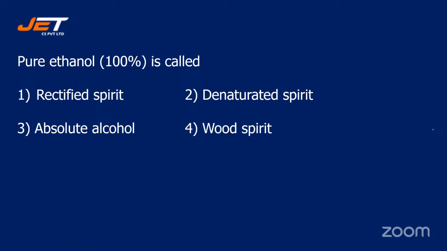Hurry up, children. Pure ethanol 100% is called rectified spirit, denatured spirit, absolute alcohol, or wood spirit. Your 20 seconds are over, students. The correct answer will be option number 3, absolute alcohol. Okay. Next question.